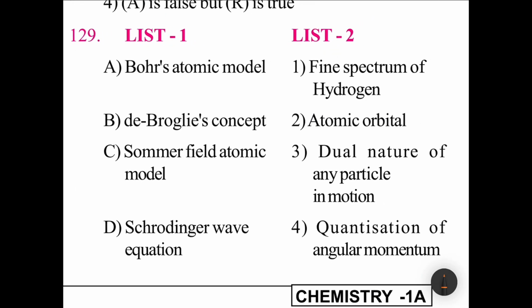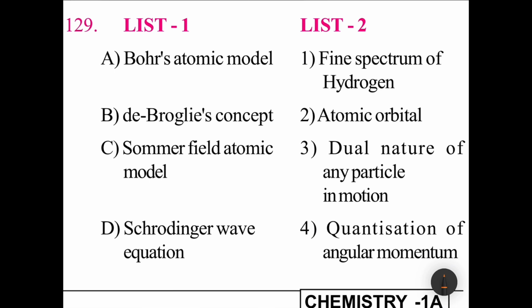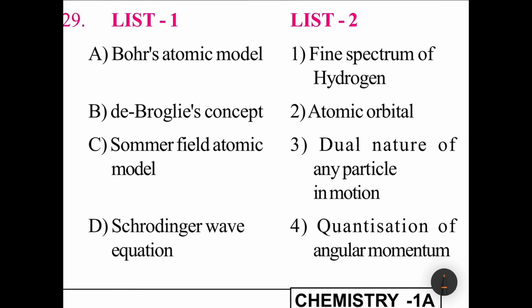129. We'll stop here after this question. We'll continue in next video. Bohr's atomic model. Okay, all these options we need to check. De Broglie's concept, Sommerfeld atomic model, Schrodinger's wave equation. What are the options given here?